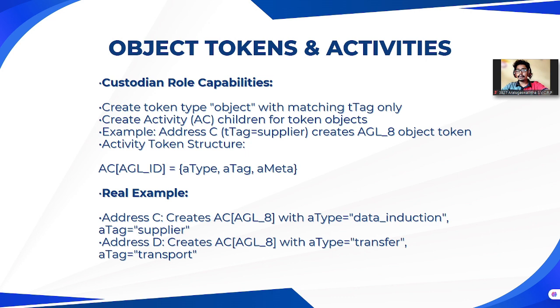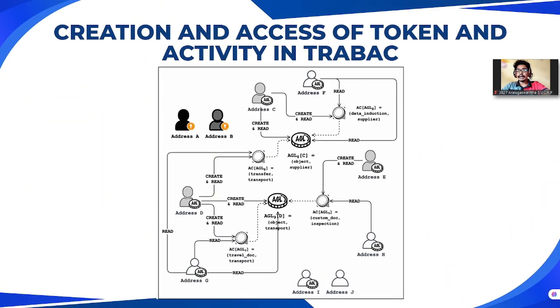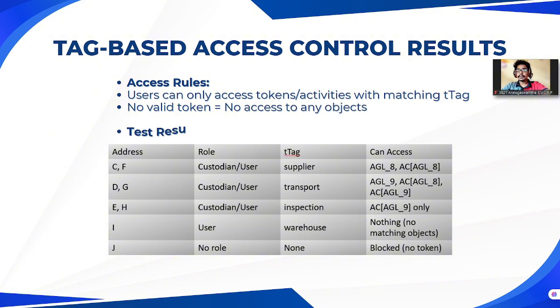The paper also introduced activity tokens as children of object tokens to track changes and operations. Address C created data in an induction activity, while address D created transfer-related activities. Now you can see the creation and access of tokens and activities in TRBAC. The access control validation demonstrates TRBAC's effectiveness.